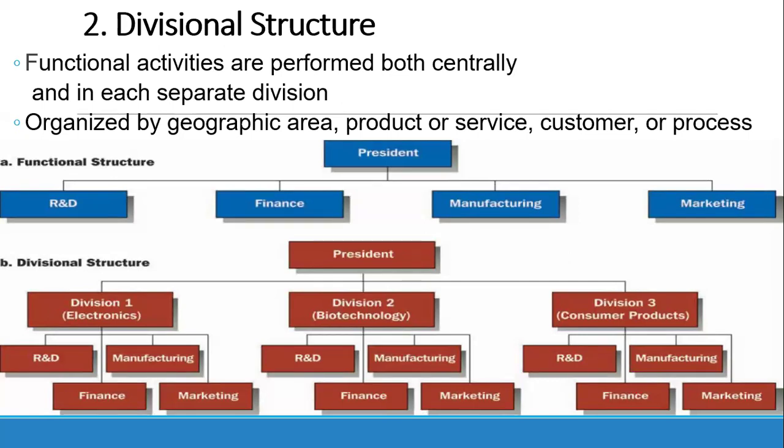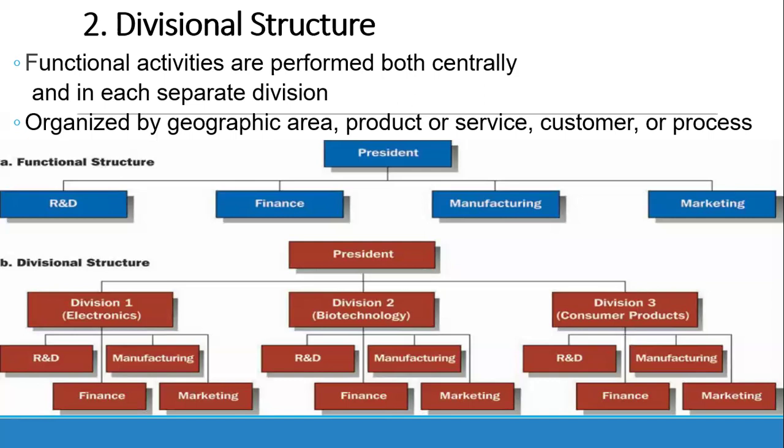Now, if we sharply compare this functional structure with the divisional structure, which is in point B in the picture below on our screen, you will realize that beneath the president, the company has three main divisions, and Division 1 is championing the production of electronics. Division 2 is championing biotechnology, whilst Division 3 is championing consumable products. And beneath each division are vertical functional structures ranging from research and development, manufacturing, accounting and finance, and marketing.